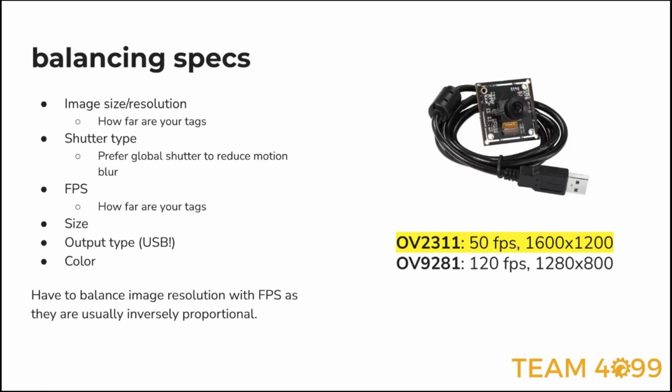So in this case, this year, we picked the 50 FPS 1600 by 1200 OV2311 camera from ArduCam. And this camera, just because it had that larger frame, we were able to detect tags from, I believe, a larger distance. I don't know the exact amount, but we were able to get longer distances. And that's also something that worked really well this year just because there were less tags on the field.